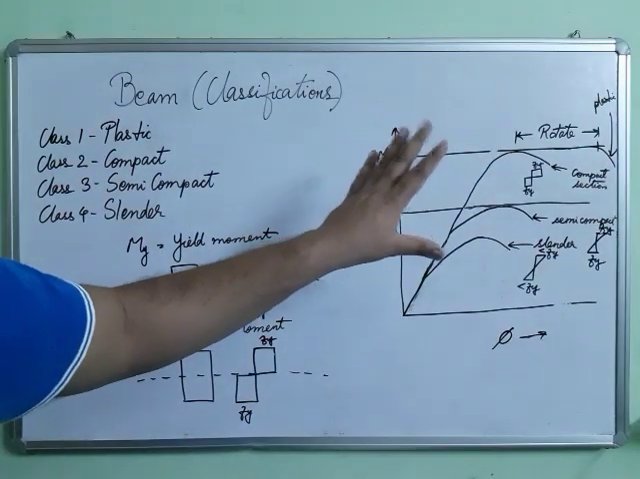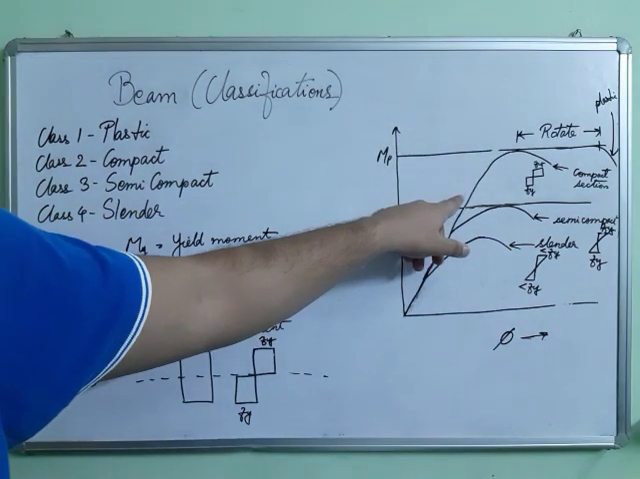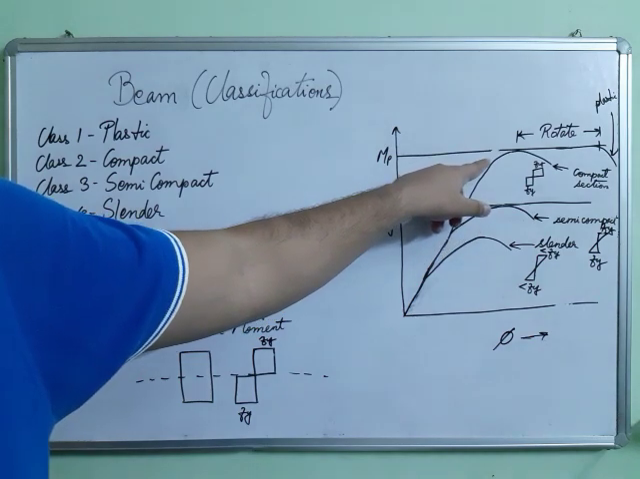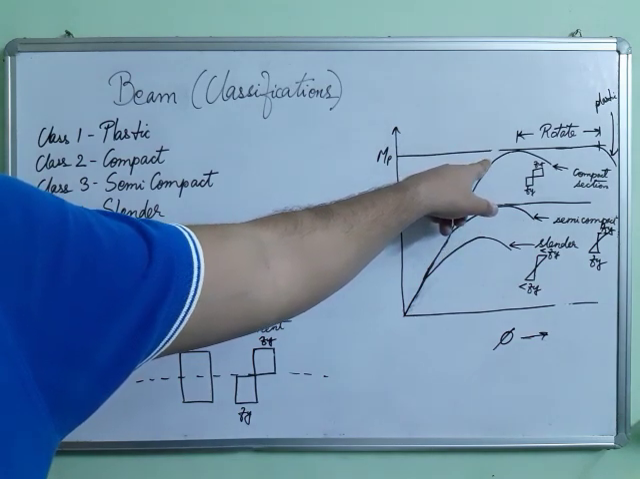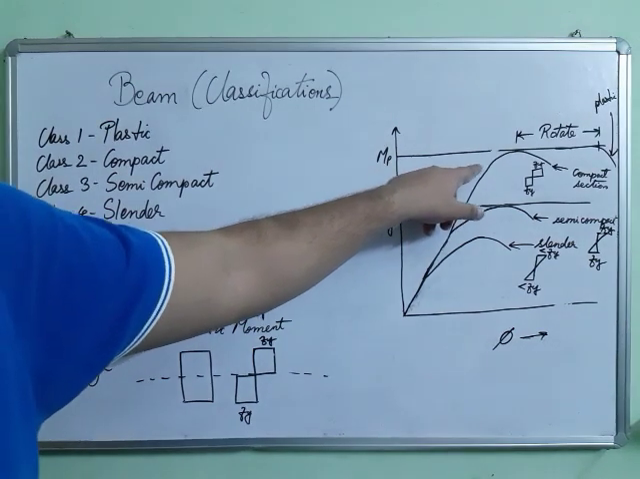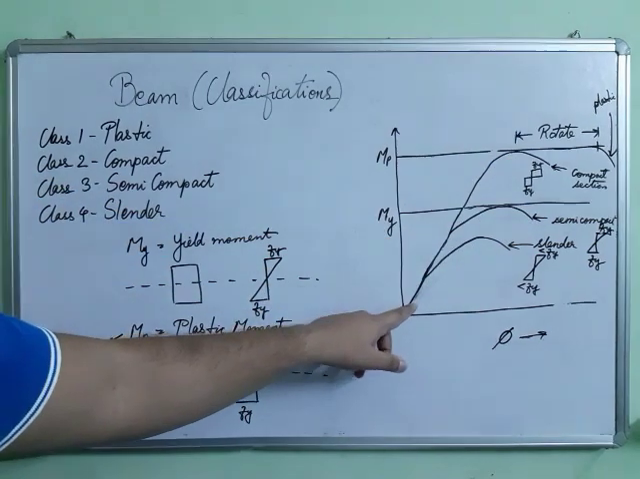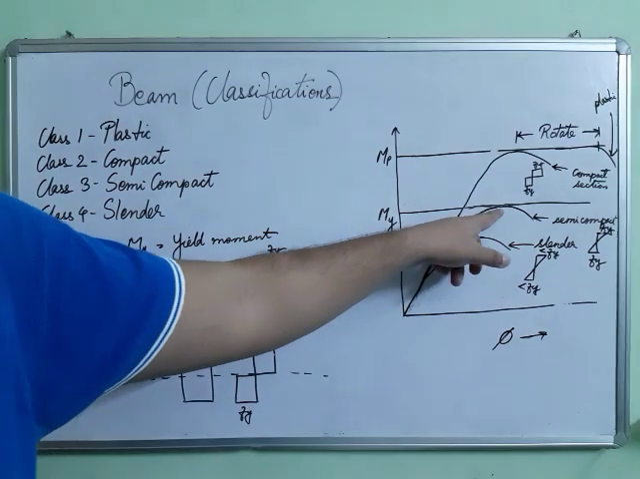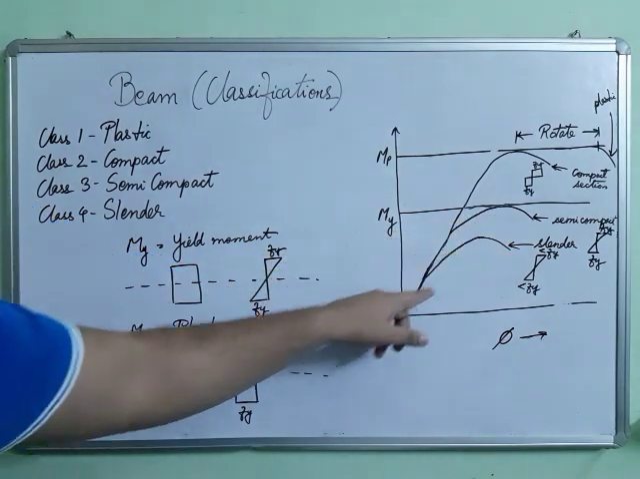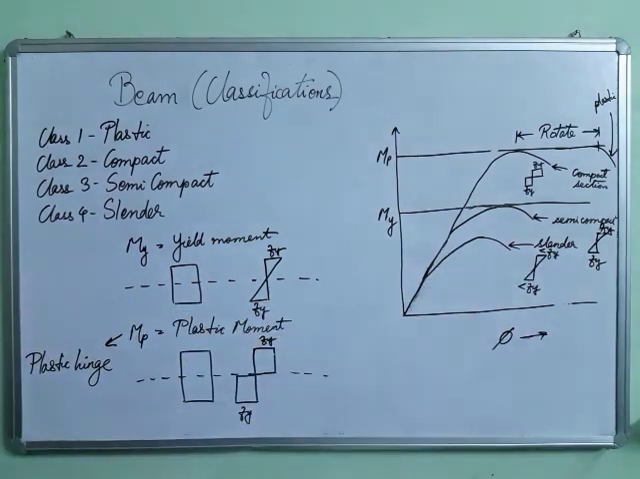Okay, and ultimately the difference you need to know among all the four, the compact section will reach the plastic moment, but it cannot develop the plastic hinge. Okay, but the plastic section will reach plastic moment and will develop plastic hinge and will rotate. Okay, then the semi-compact section will reach yield moment. Okay, and the slender section will not even reach yield moment. Okay, so these are the four differences that you need to know.